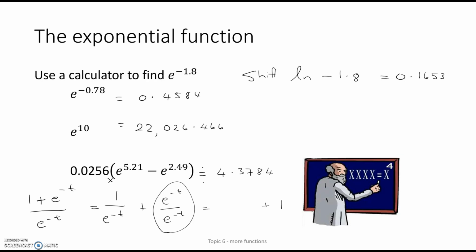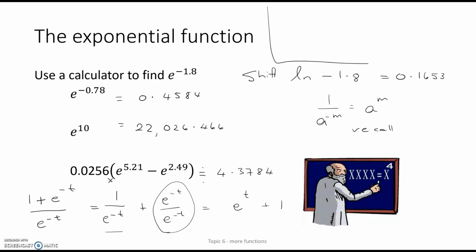And remember, 1 over a to the negative m equals a to the power of m. Remember that from when we were doing powers before. So we can rewrite 1 over e to the negative t as e to the power of t.